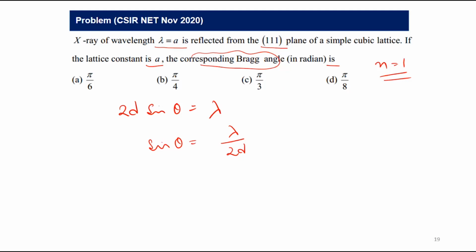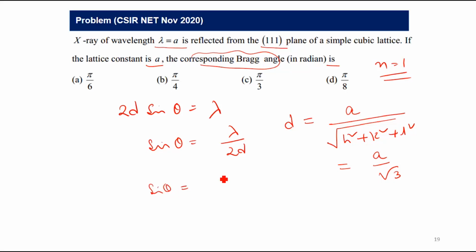Is d given? d is not given, right? So you have to find d. But for a cubic lattice, what is the value of d? For a cubic lattice, the value of d is a divided by square root of h square plus k square plus l square. The hkl value is 111, so this will be a by root 3. Hence your sine theta will be equal to lambda divided by 2a by root 3.